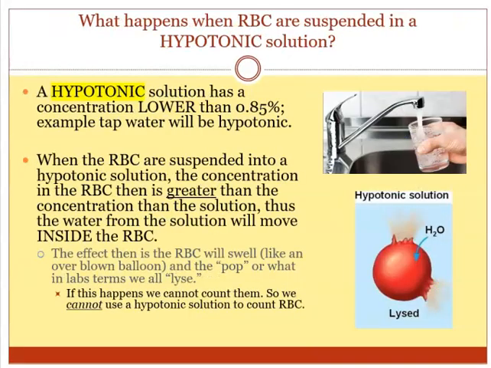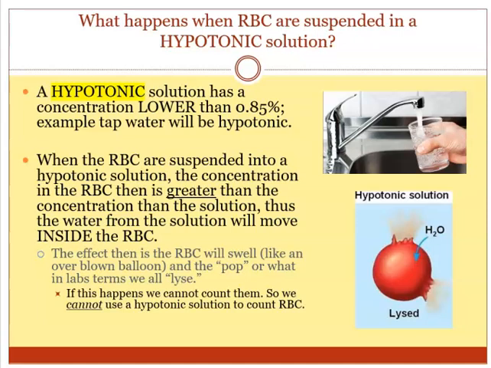So what happens when the red blood cells are suspended in a hypotonic solution? Let's say we have a hypotonic solution that has a concentration lower than our 0.85. An example of that would be our tap water. Our tap water is hypotonic. So when we suspend our red blood cells in tap water, the concentration of the red blood cells is greater than the solution. Thus, what's going to happen?